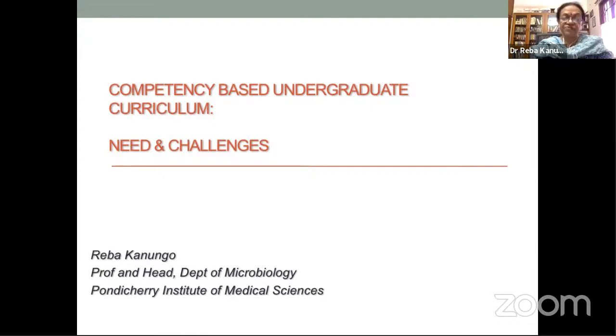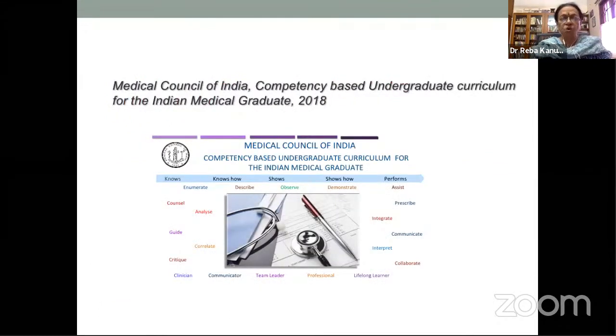applied microbiology. But that was not to be, because as we know, we are training our undergraduates to become the doctors of first point of care contact, and they should be having a holistic approach. As microbiologists, apparently it was felt that we were in a silo teaching them only bacteria, microorganisms, where they failed to relate to the clinical situation. So keeping that in mind, the MCI has changed this to a competency-based undergraduate curriculum. This whole exercise has taken them a couple of years, and in 2018 they came out with the guidelines.